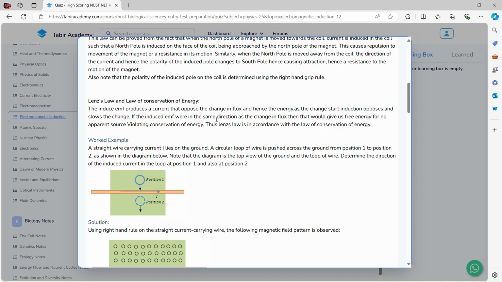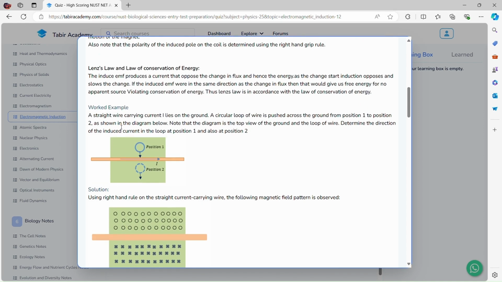If the induced EMF were in the same direction as the change in flux, then that would give us free energy for no apparent source, violating conservation of energy. Thus, Lenz's law is in accordance with the law of conservation of energy. Here's a direct example. A straight wire carrying current I lies on the ground.